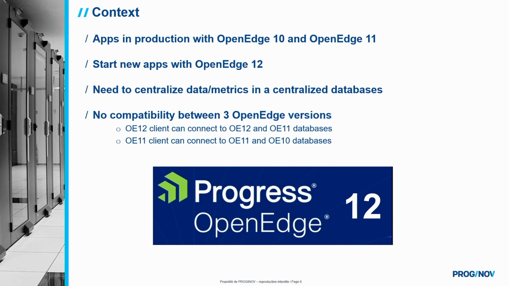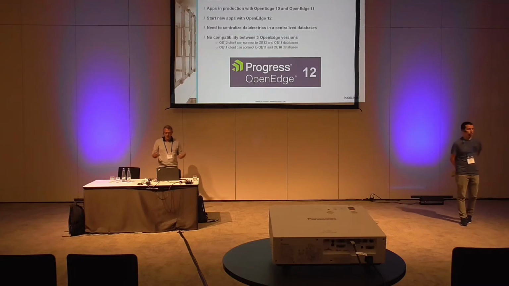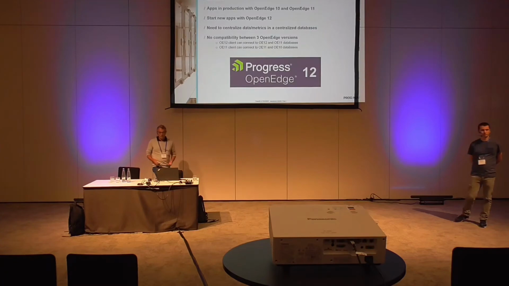A few years ago, we decided to use OpenEdge 12 in production. Like for the previous release, our tooling has to work on it. We need to centralize all data and metrics in a single point of access to have, for example, things like the load balancing for all ODB on our box. The compatibility is limited between 2 versions, not 3. So what was working fine with 2 versions, OpenEdge 10 and OpenEdge 11, will not work with OpenEdge 10, 11, and 12.